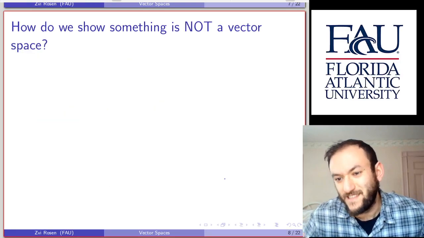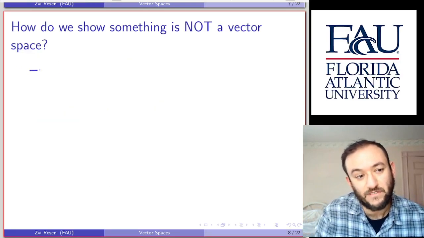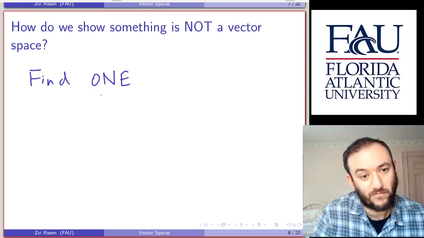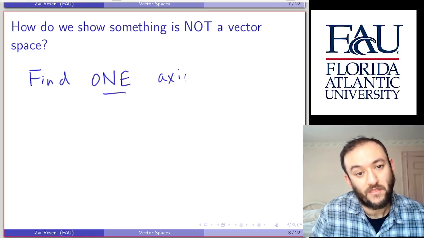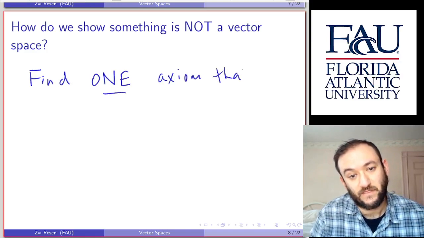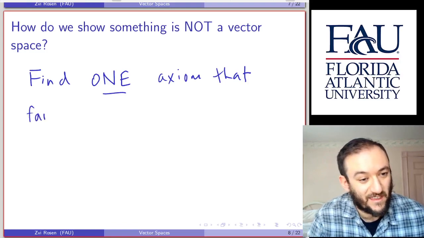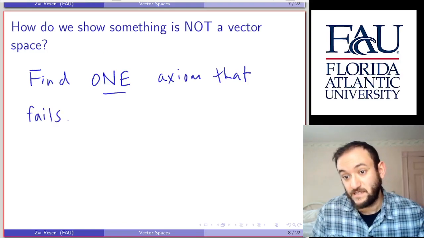How do we show something is not a vector space? All you have to do is find one axiom that fails to hold. If any one of those axioms fails, then the set is not a vector space.